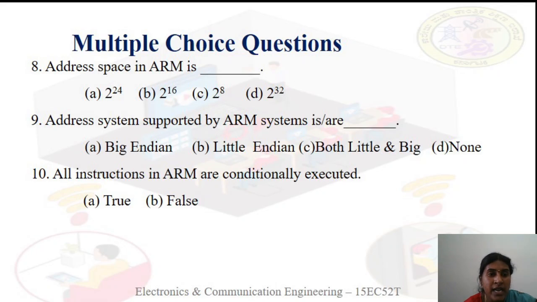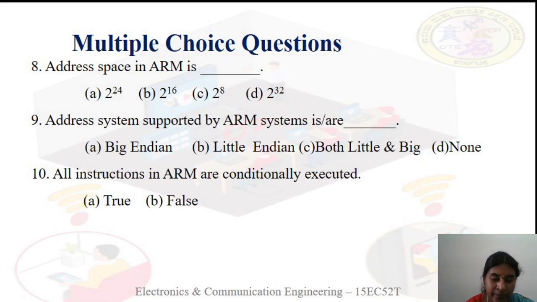Next question. Address system supported by ARM systems are dash. I already told you the address system supported by ARM is both big endian and little endian. It won't support only big endian or only little endian, it supports both. So the answer is both little and big endian.